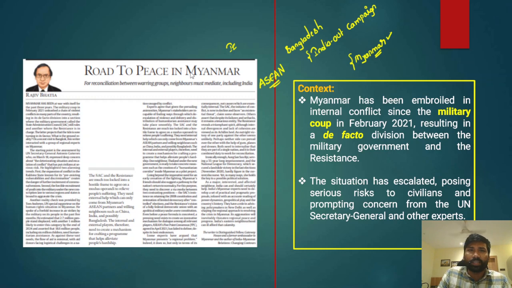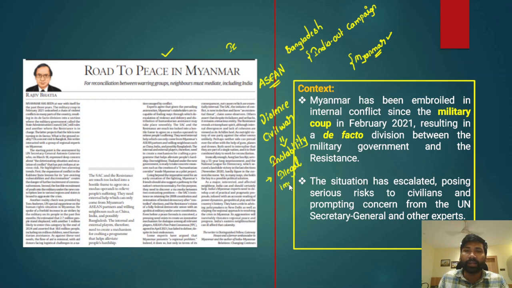So in this context, the author has been talking about a road to peace in Myanmar, because we very often see the violence and civil war in Myanmar, and that has also further led to the instability of not just Myanmar, but instability of the entire region in South Asia. Because of this civil war and violence, it has also further fueled illegal immigration into the Indian side.